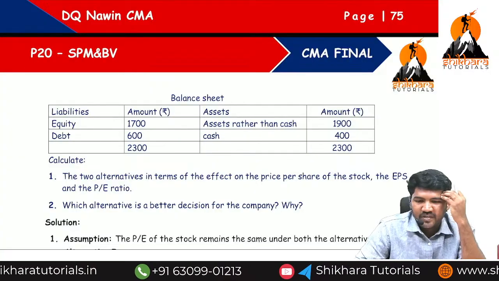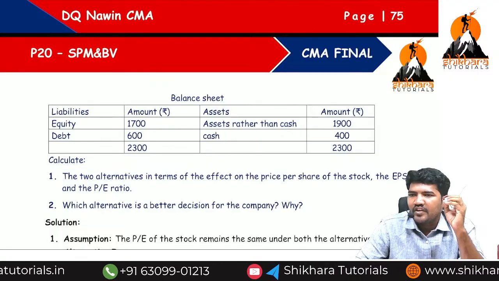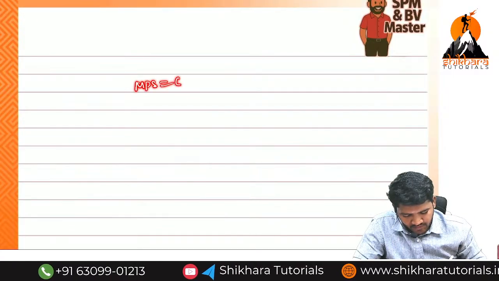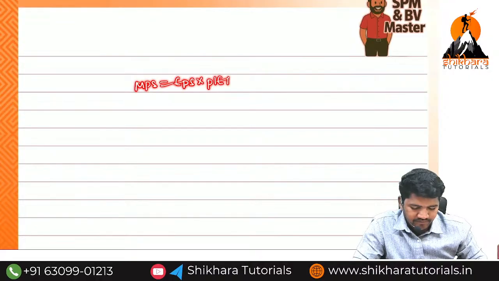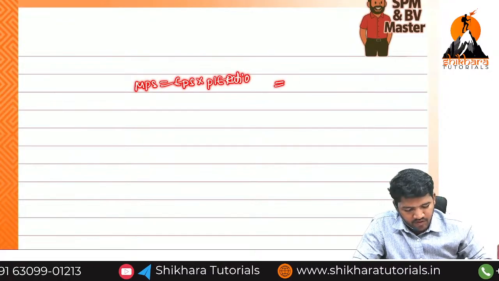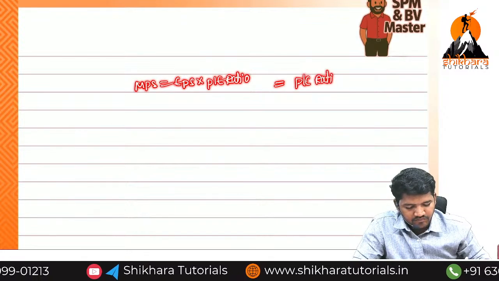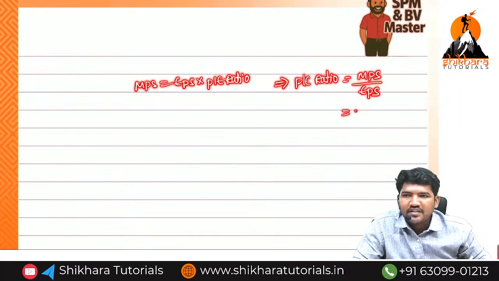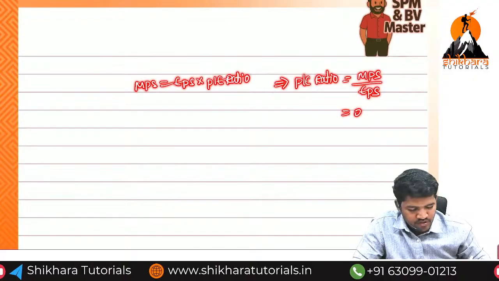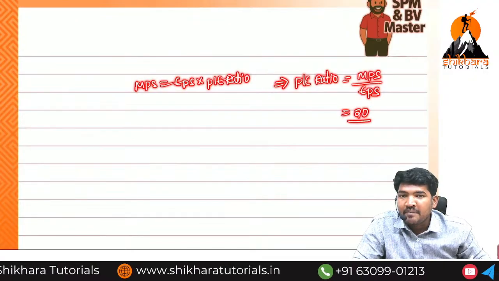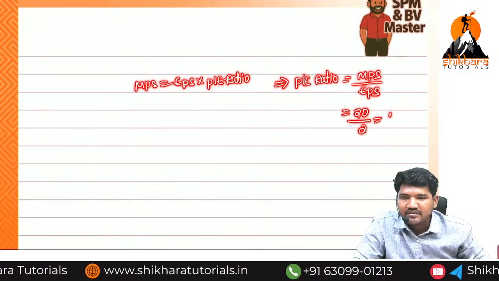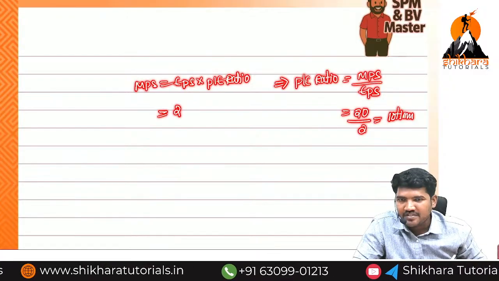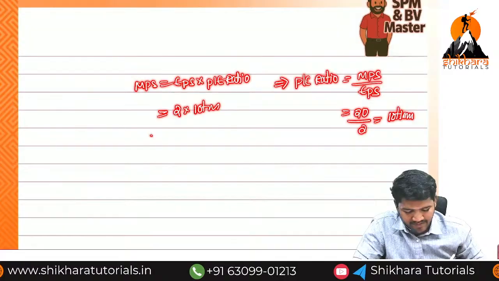20 rupees itself is a clear concept. Very clear? So MPS equals EPS into PE ratio, right? Now, how to calculate the PE ratio? MPS divided by EPS. MPS is given in the question, current market price 20. EPS is given in the question, EPS 2. So PE ratio is 10 times. What is the answer? 20.